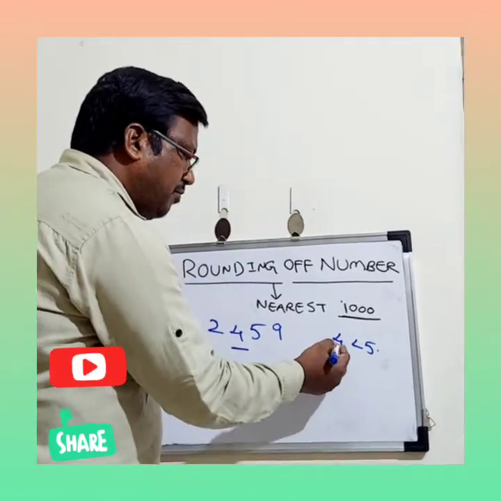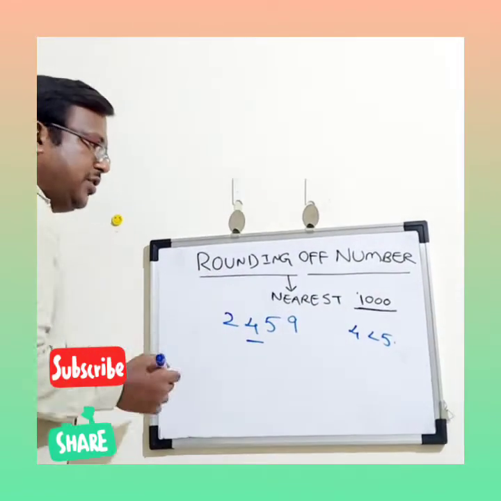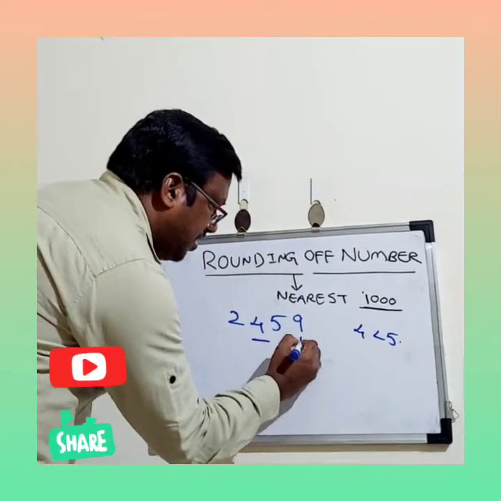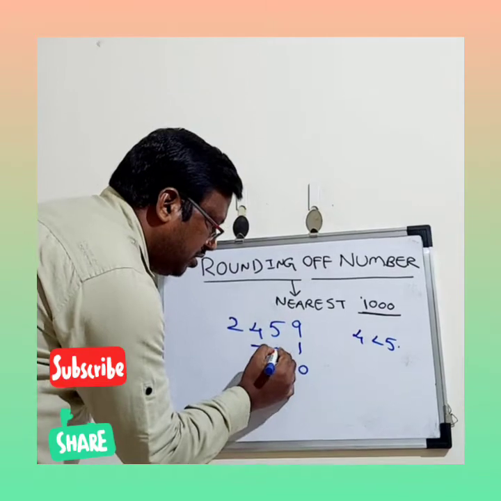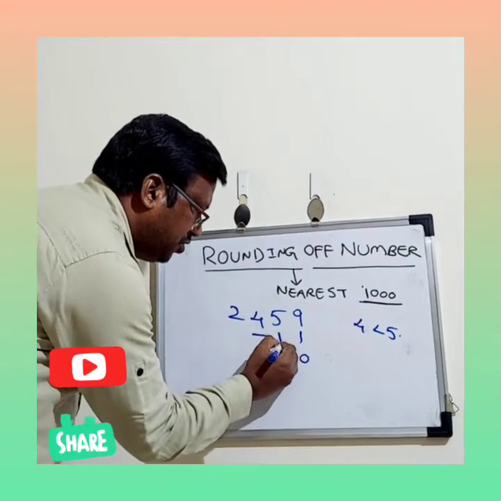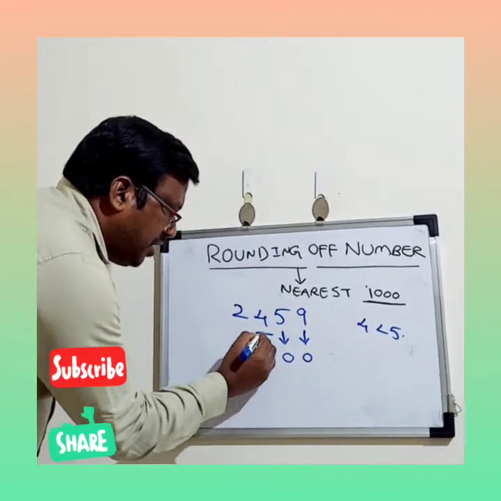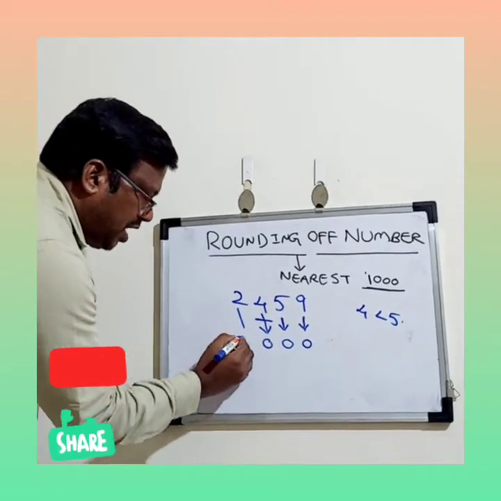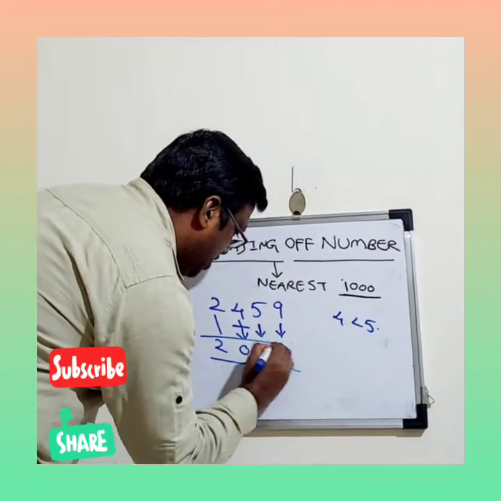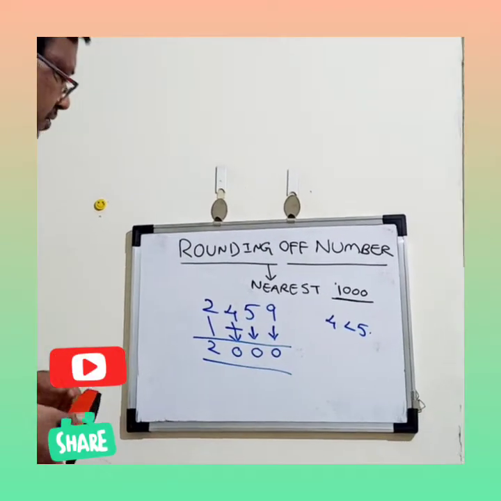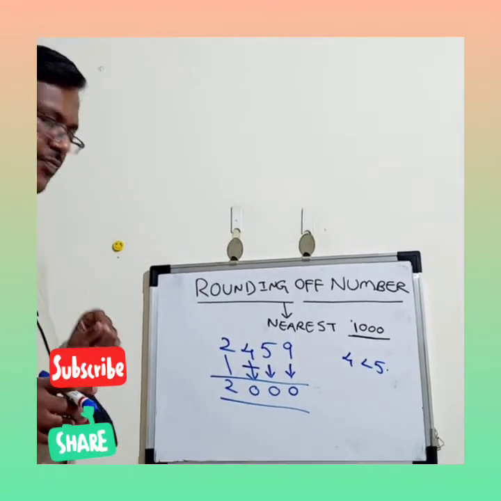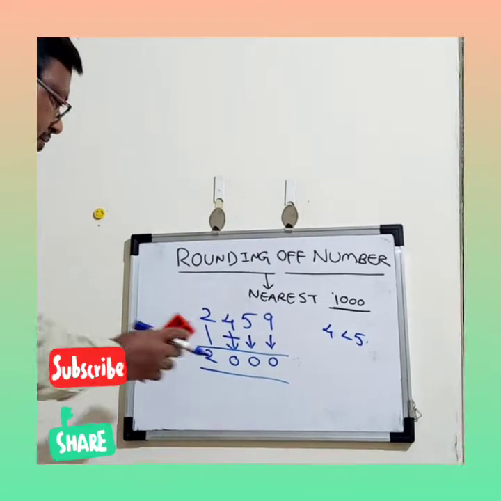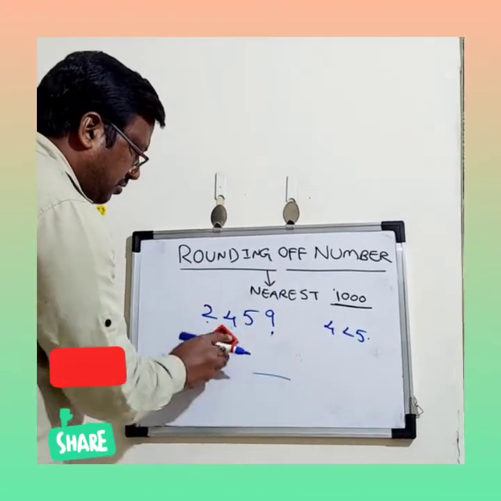Because the 100 digit position is less than 5, when rounding off this given number to the nearest 1000, replace 9, the unit position, with 0, replace the tens digit position with 0, and replace the 100 digit position also with 0, and just write down the rest of the number as it is. That is, rounding off 2459 to the nearest 1000 is 2000, because the 100 digit 4 is less than 5. We'll take one more example.